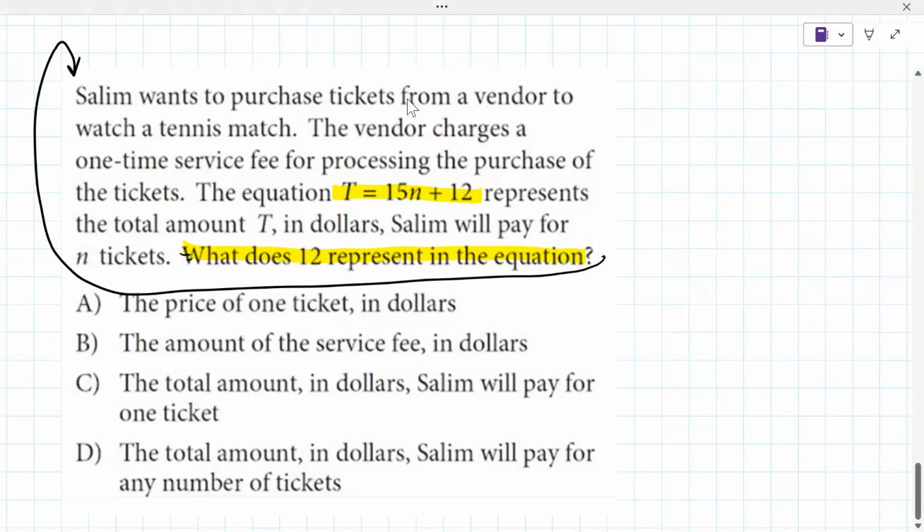Salem wants to purchase tickets from a vendor to watch a tennis match. The vendor charges a one-time service fee for processing the purchase of the tickets. The equation T equals 15N plus 12 represents the total amount T in dollars Salem will pay for N tickets. What does 12 represent in the equation? So take a look at these answers here and see if any of them stand out to you as far as what the correct answer could be.